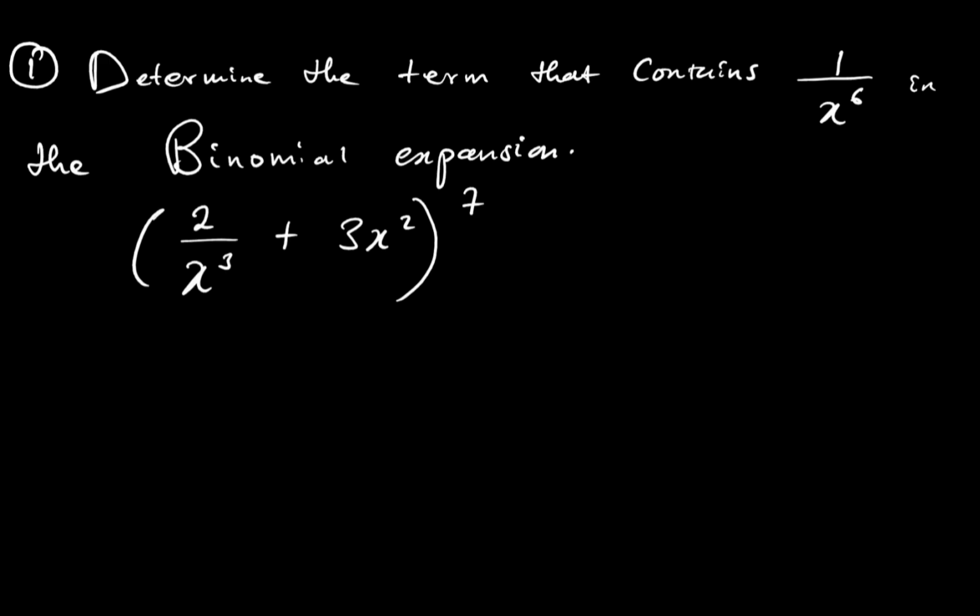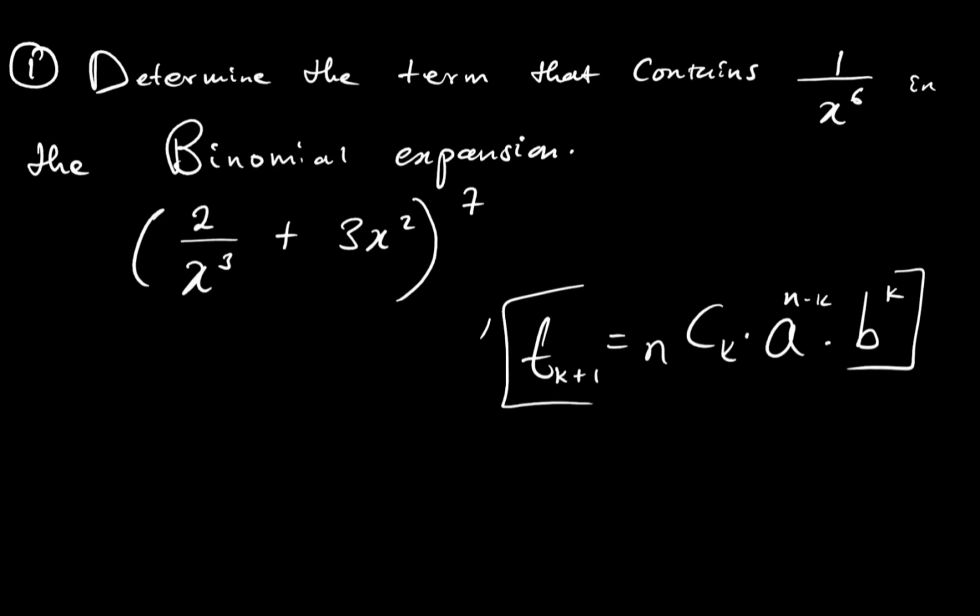That is, if we're being given a binomial expansion of some power, which is n, and in this case, we have 7. So given 2 over x cubed plus 3x squared to the power 7, all we have to do to determine the term is to use basically a formula where we say t sub k plus 1 is equal to n choose k times a to the n minus k times b to the k. So I'll explain clearly how this one works.